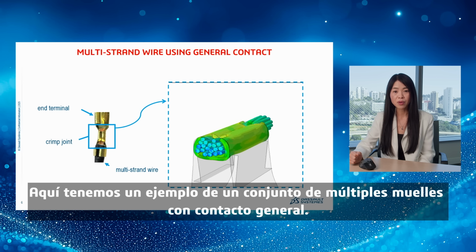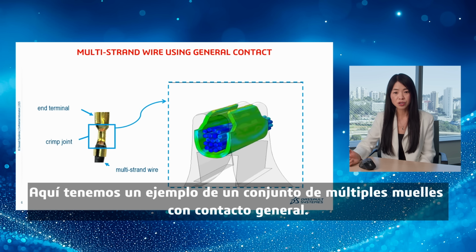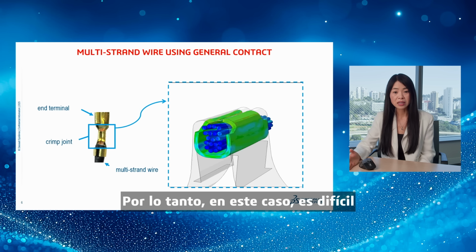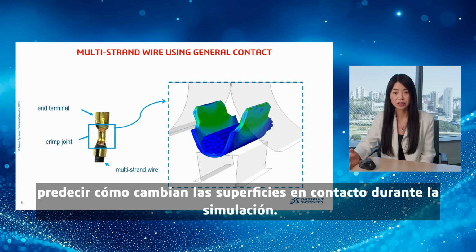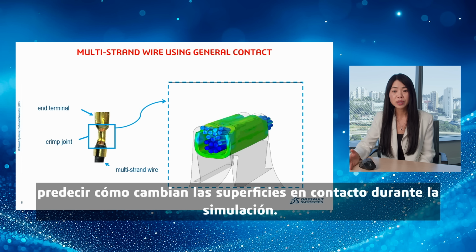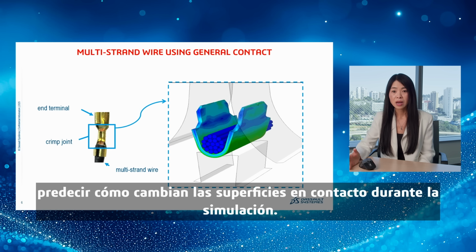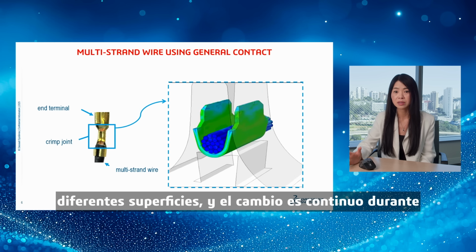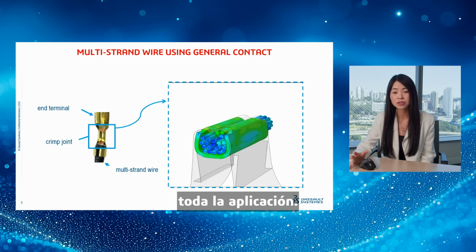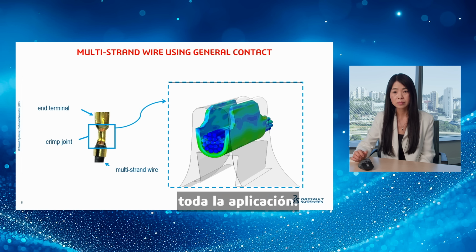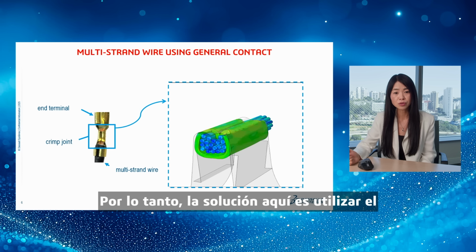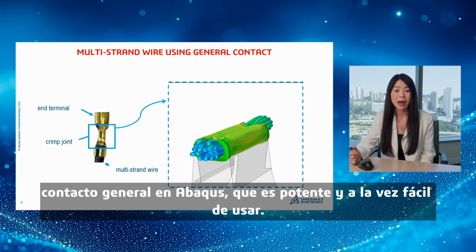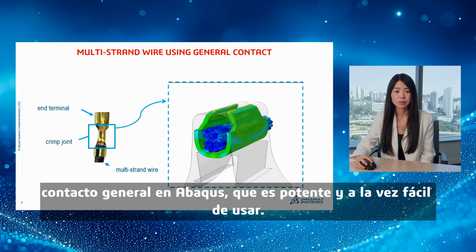Here we have an example of a multi-strand wire using general contact. It is difficult in this case to predict how contacting surfaces change during the simulation. As the simulation progresses, surfaces will contact with different surfaces, and the change is continuous throughout the whole application. So the solution here is to use general contact in Abaqus, which is powerful and yet easy to use.